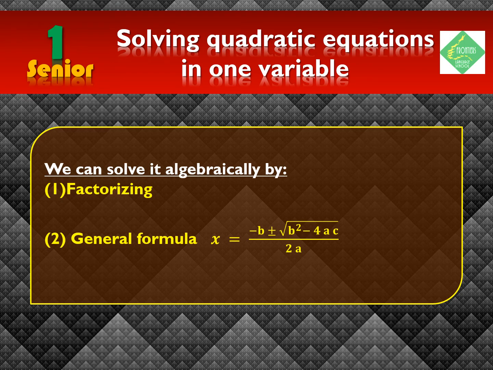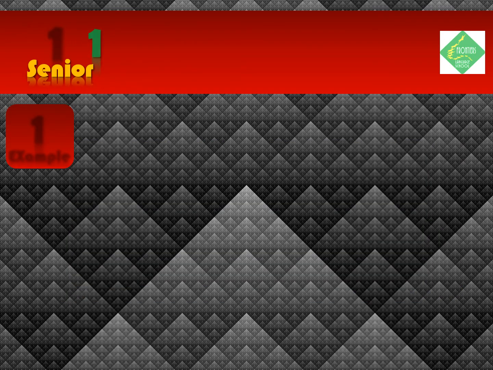Let's remind the general formula. If you want to get x, it equals negative b positive or negative root b squared minus 4ac over 2a. Let's take an example.